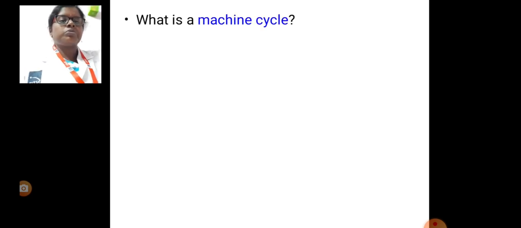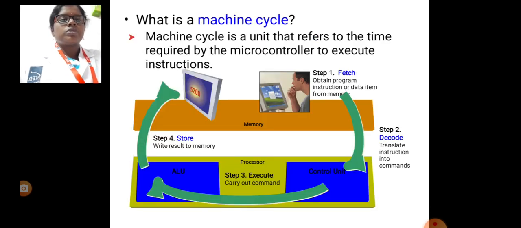Okay, now we are going to see about the memories in embedded systems. First, what is meant by machine cycle? A machine cycle is a unit that refers to the time required by a microcontroller to execute an instruction. We have also seen the units in a microcontroller, which are a control unit and an execution unit.